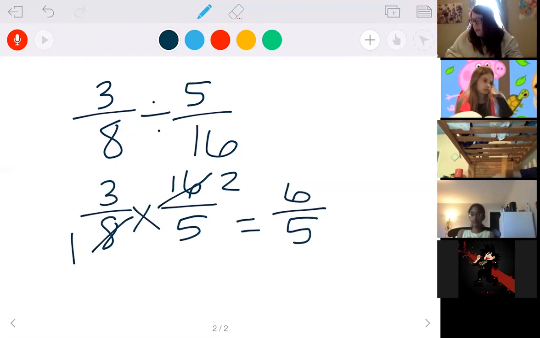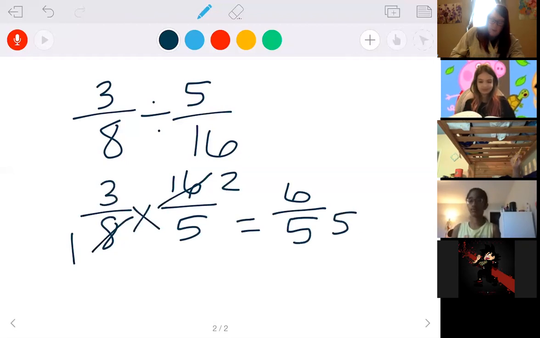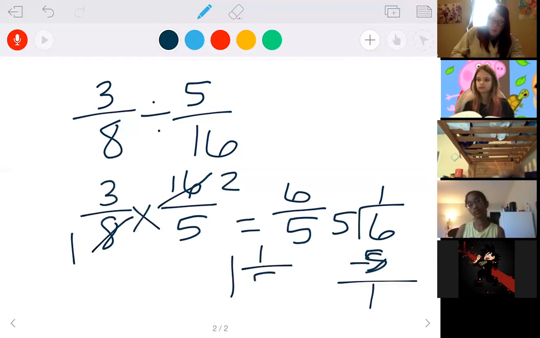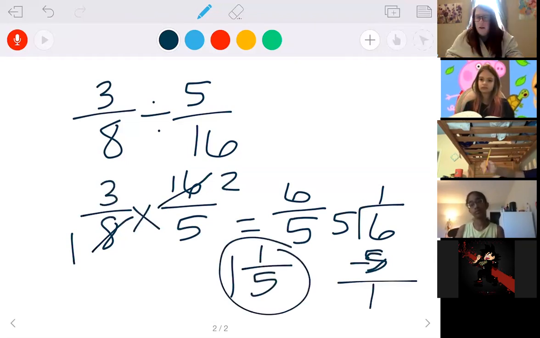Now you can't leave it like that because that's where you get numbers that are bigger on top than in the bottom. So then we say 5 goes into 6 one time, subtract it. So you should get a 1 and 1/5. Okay? 1 and 1/5.